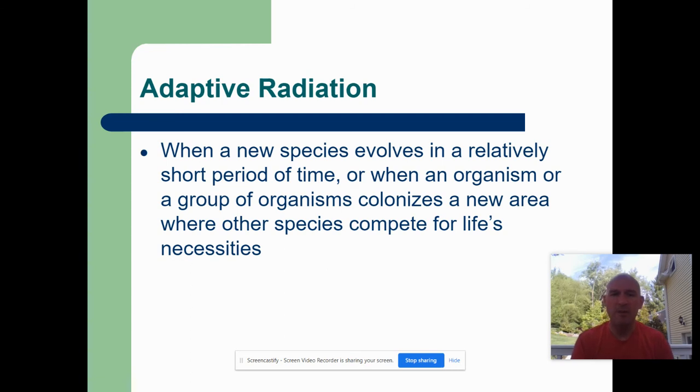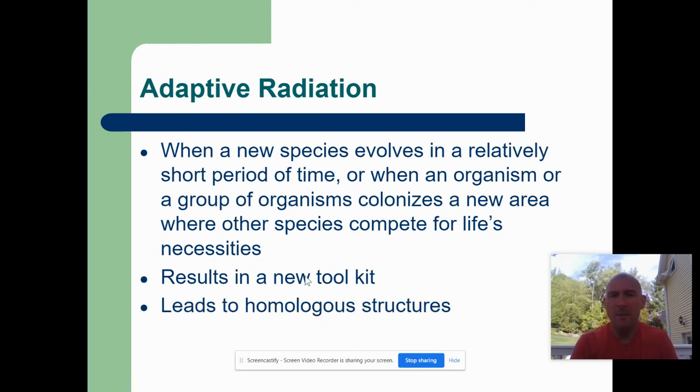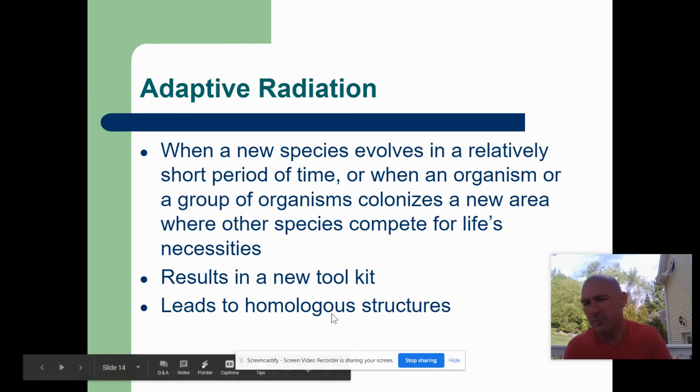Okay. Adaptive radiation is when a new species evolves in a relatively short period of time. Adaptive radiation is what happened with Darwin's finches. I'll give you a second. You can pause it, I guess. I'll go on to the next slide. Adaptive radiation results in new toolkits. What that means is it results in new traits forming, with different organism speciation events, and obviously because you come from a common ancestor, there are going to be homologous structures involved.